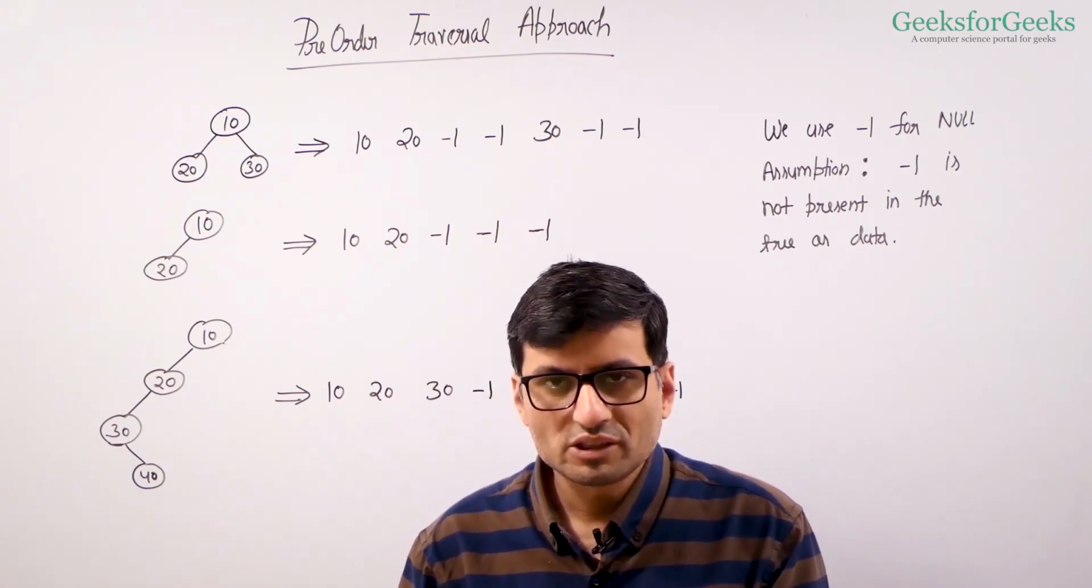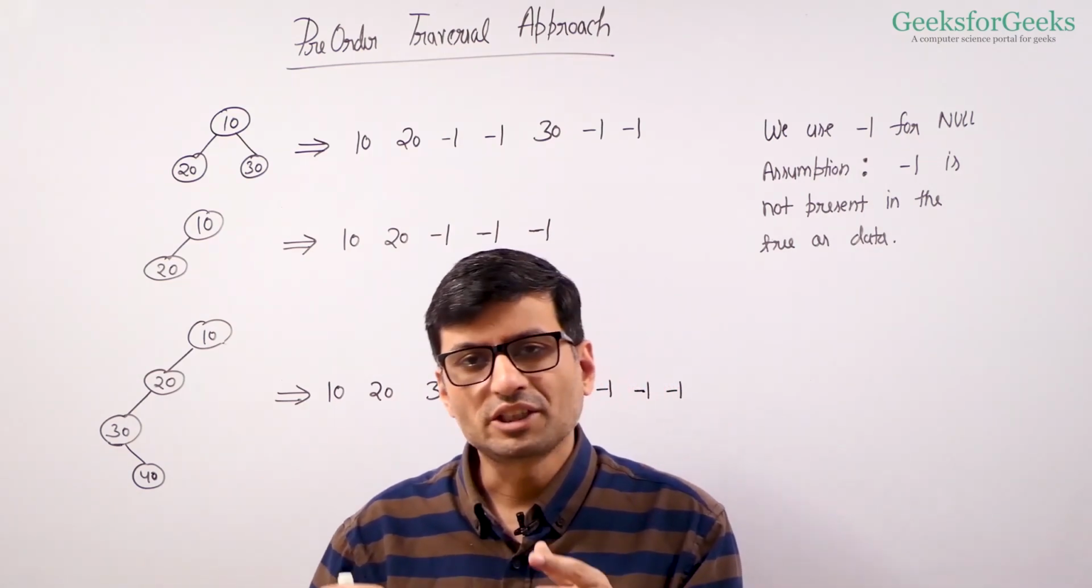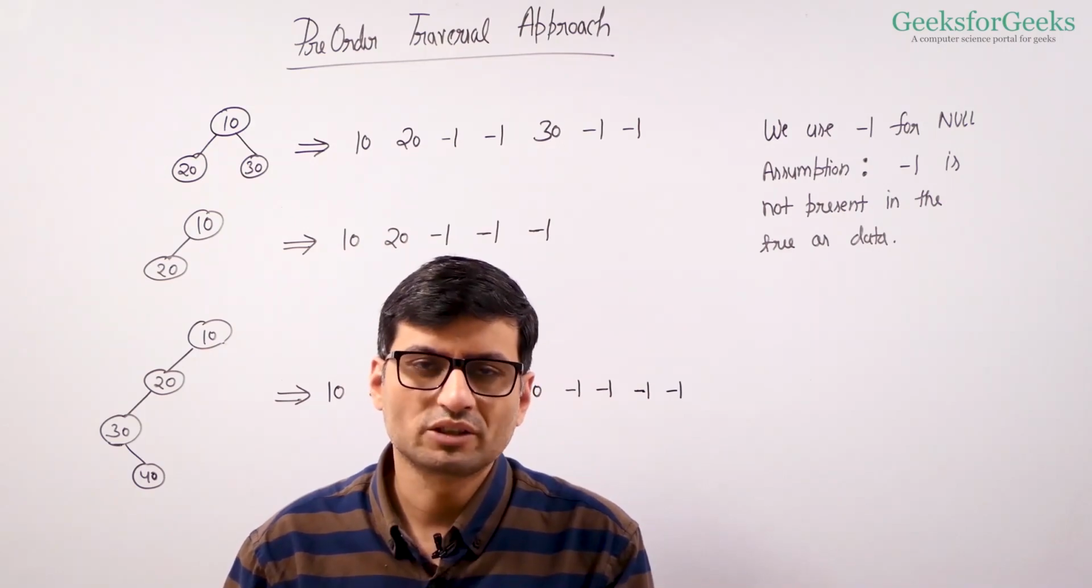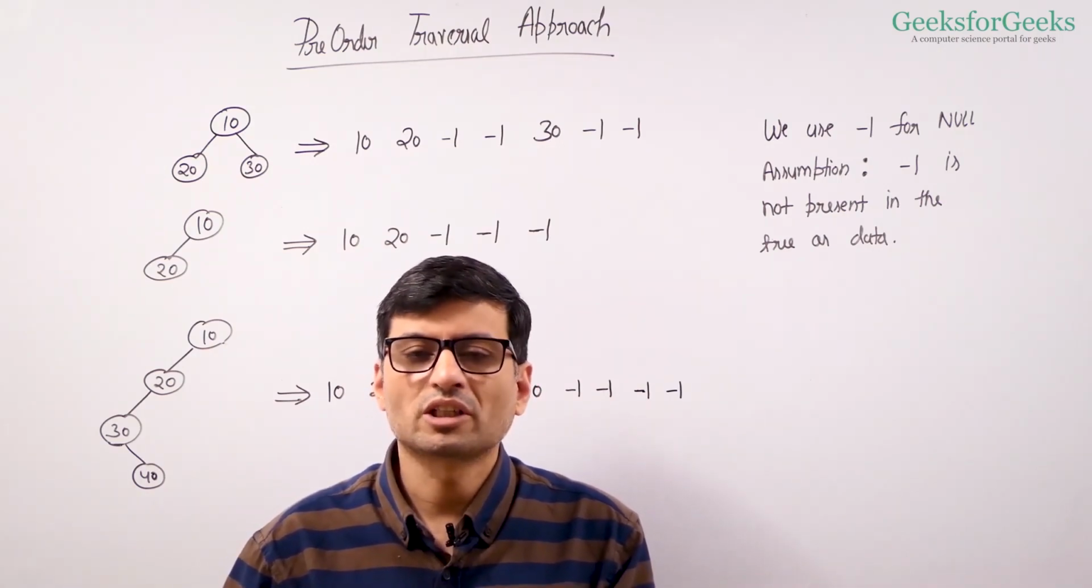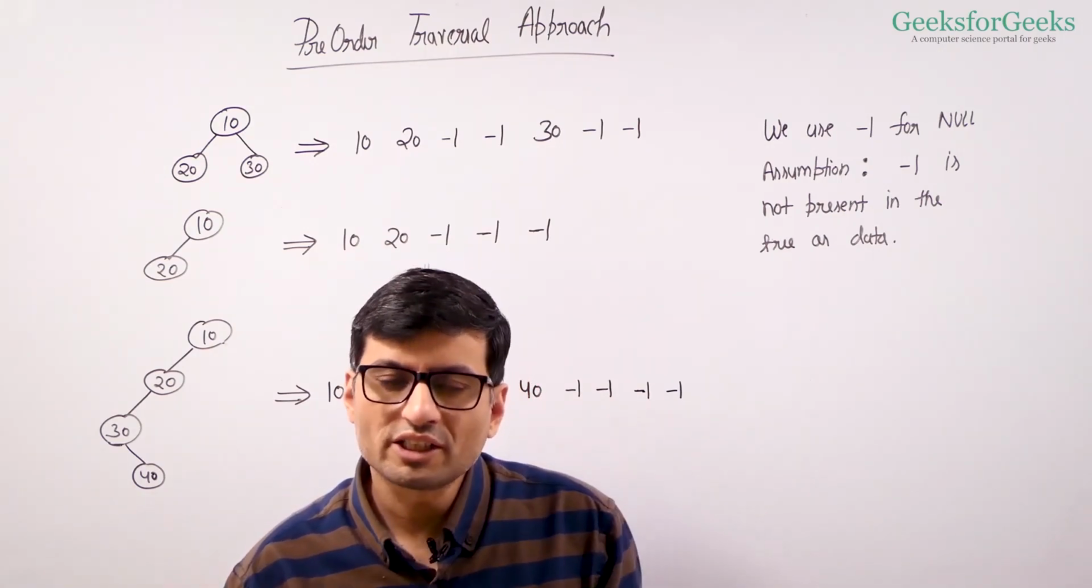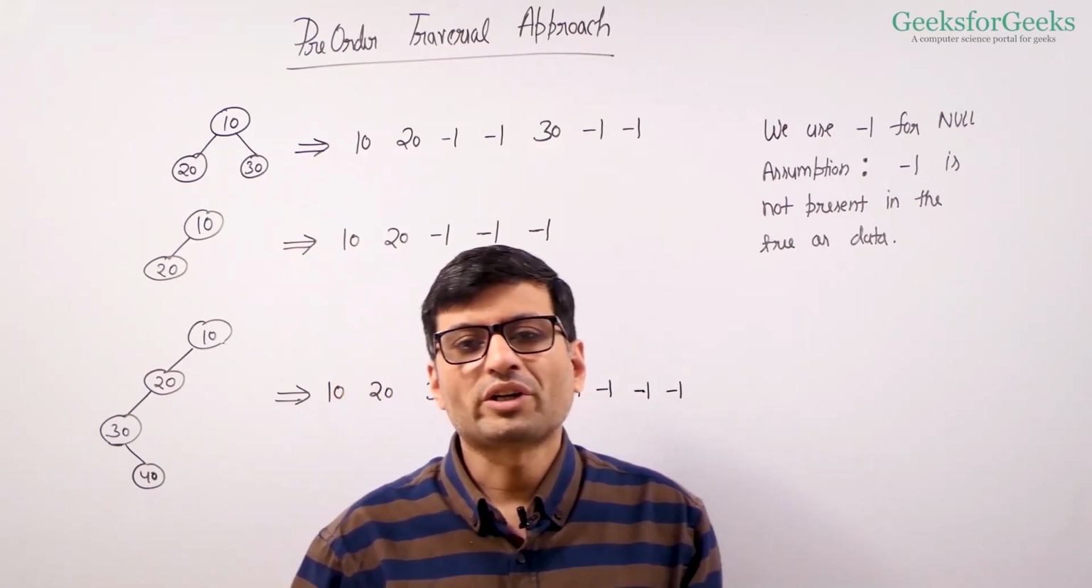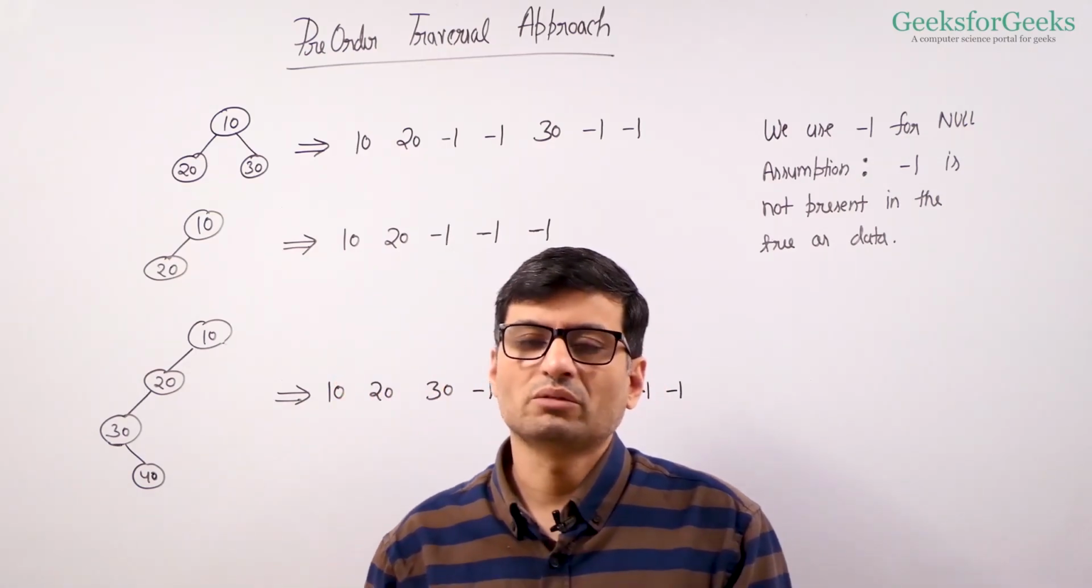We do one of these traversals. While traversing, if we see a null, we store -1 in the array. And this is how we do serialization. Now to deserialize the binary tree, we traverse this array using the same traversal.